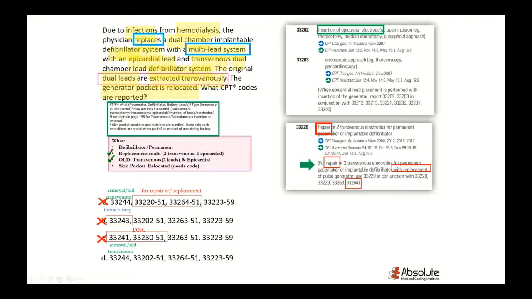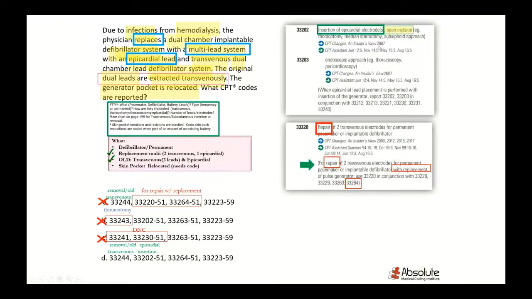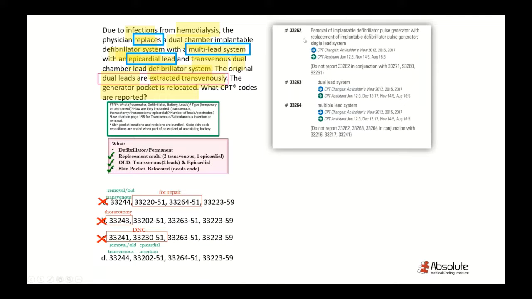So there was the old one, two leads. This one is the electrode, the first one, because they did it epicardially. So, sorry, this is going to be the one lead, okay? Since this is a multi-lead system, we are going to be coding that here. We're going to give that code 33202. And then the rest of it, this is multi-lead.